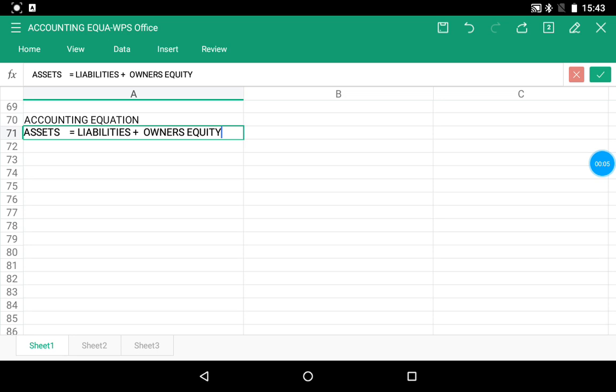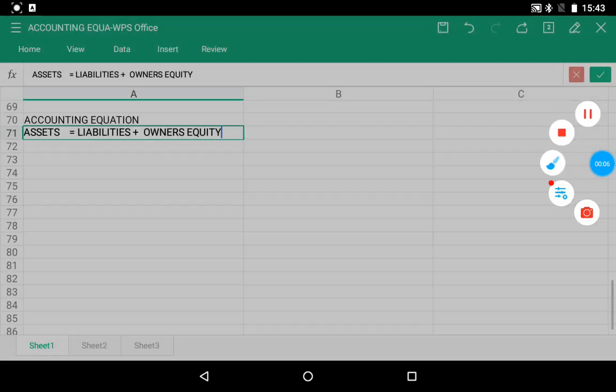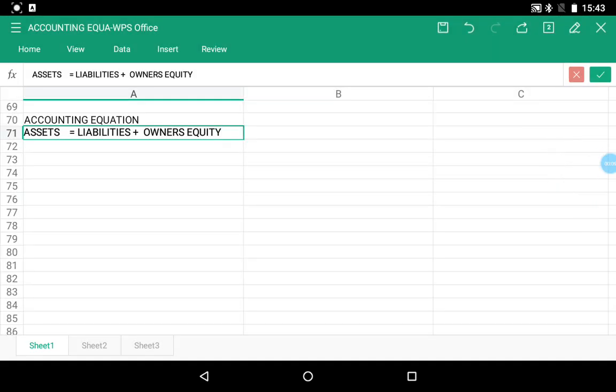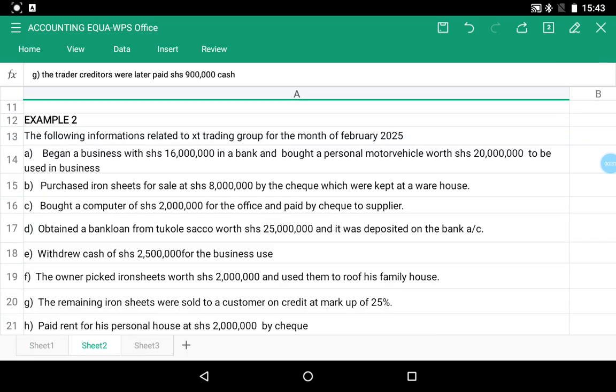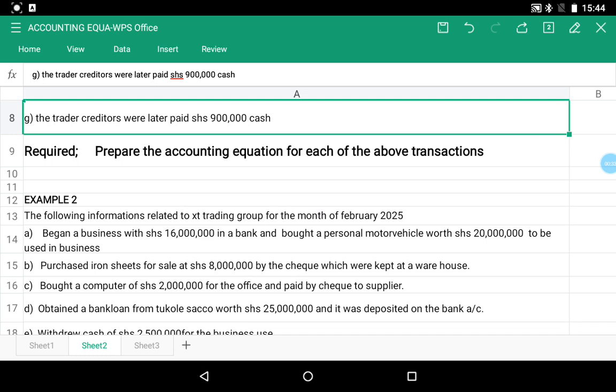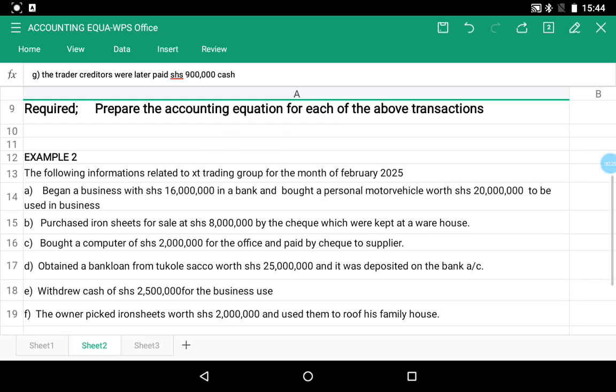And today we are going to continue with our accounting equation. Last time we looked at one illustration, and even today we want to look at another illustration. But remember, our accounting equation is assets equals liabilities plus owner's equity. So let us look at our illustration, or our example 2.